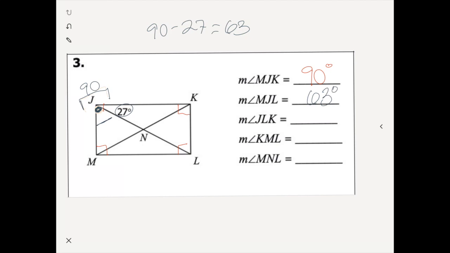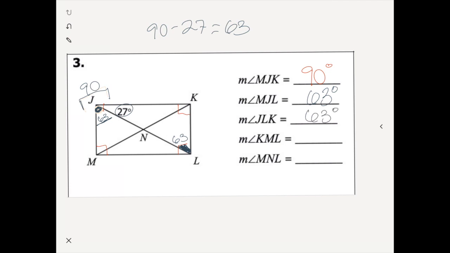Next, we need to find JLK. JLK is right here. And remember, we still have some similar properties from parallelograms. So we know that alternate interior angles are congruent. So if this is 63, then this also has to be 63.